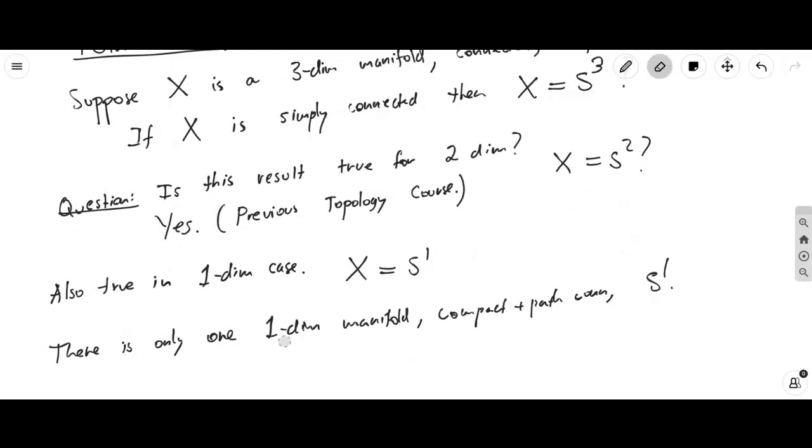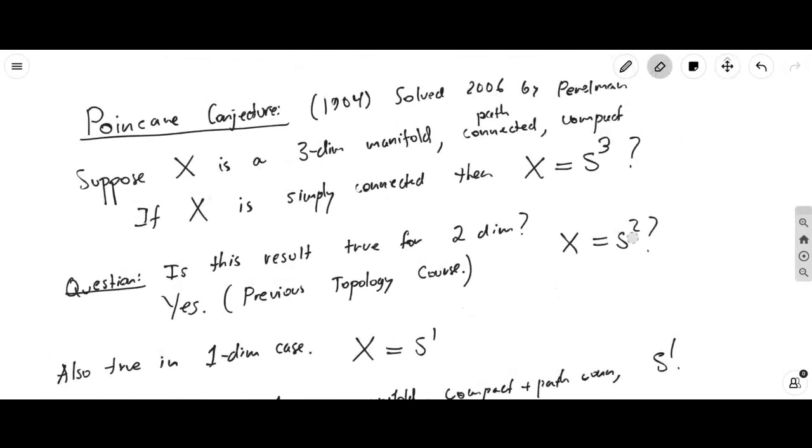Even though this seems like a very innocent result, that 1-dimensional manifolds must be S1, it's not easy to prove. This one is even harder to prove for 2 dimensions, and it uses the classification theorem. There's a classification for all 2-dimensional manifolds.